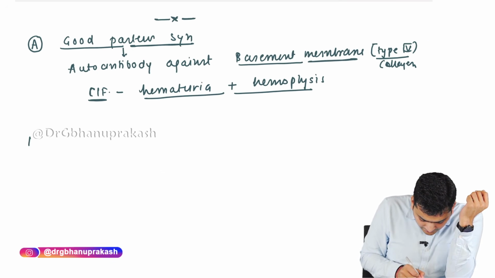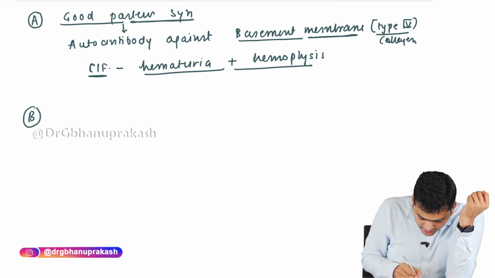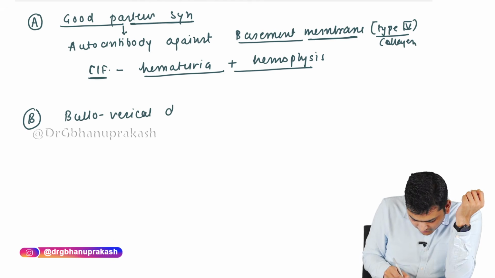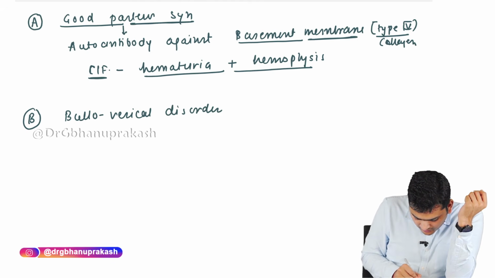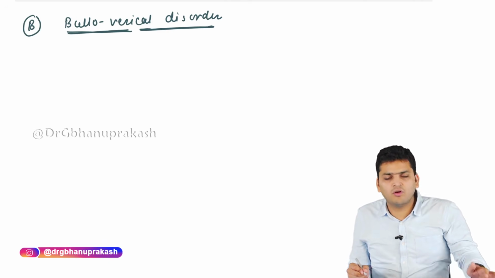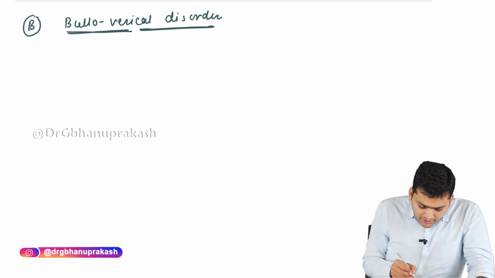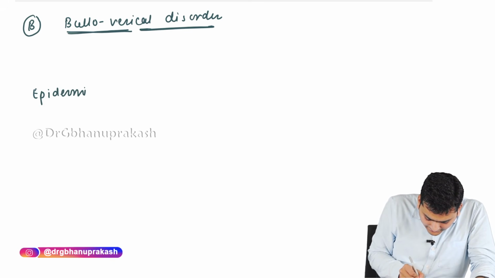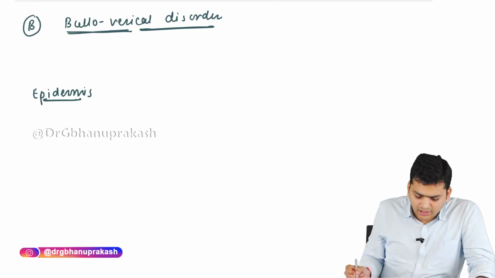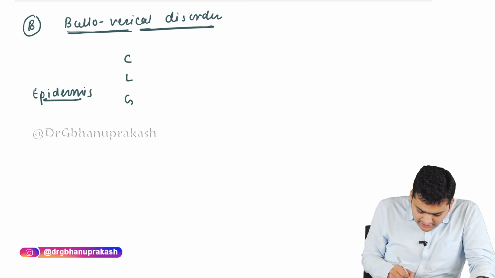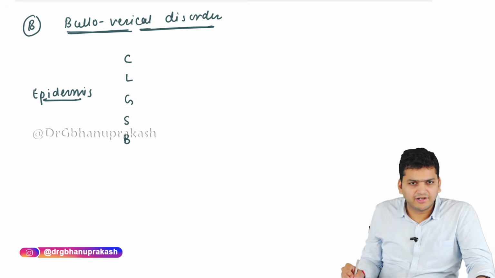Then the second one is the bullous disorders. To understand the bullous disorders, first we need to understand some simple histology of the epidermis and the dermis. The epidermis has 5 layers. We can remember them with a mnemonic. These are the 5 layers.